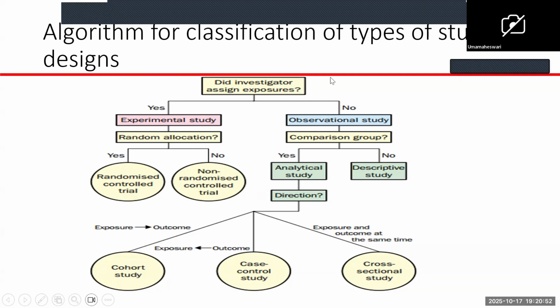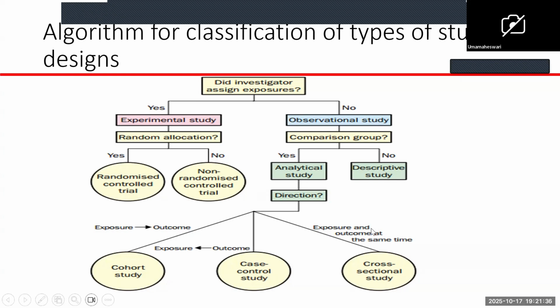If I am not assigning exposure, then it comes under your observational study. Then you see whether I'm studying a single group or two groups, that is, whether there is a comparison group. If I am using a comparison group, then it comes under your analytical study. If not, it goes to your case report, case series, and cross-sectional ecological study. Coming to your analytical study, which direction is important: whether I am going from exposure to outcome. If it is exposure to outcome, then it is a cohort study. If it is from outcome to exposure, then it is your case control study.